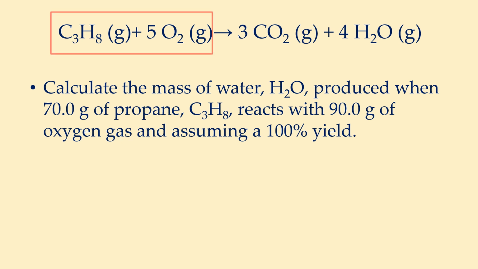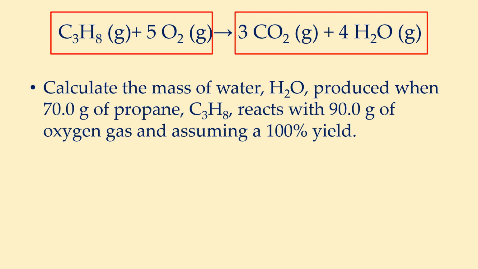Here, propane combusts or reacts with oxygen gas to yield carbon dioxide and water. Again, take a moment to recognize that the equation is balanced. Calculate the mass of water produced when 70.0 grams of propane reacts with 90.0 grams of oxygen gas, assuming a 100% yield.